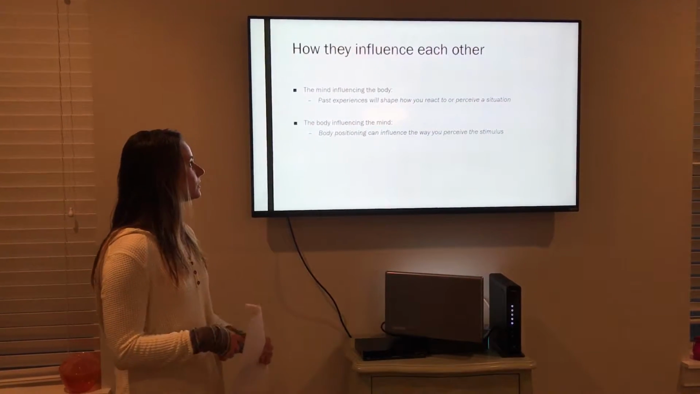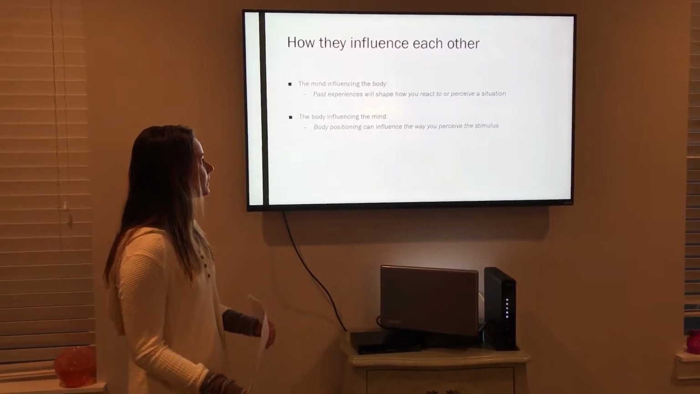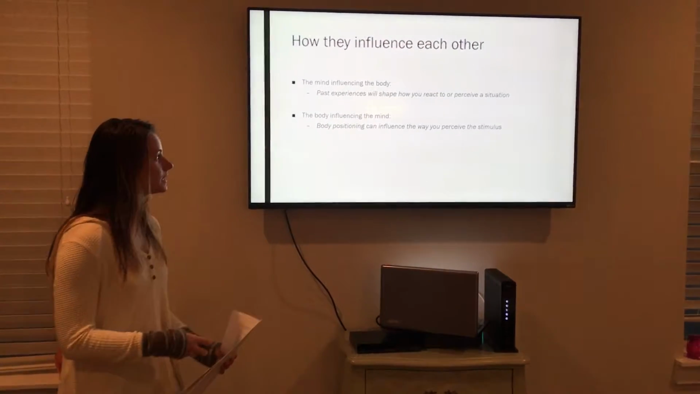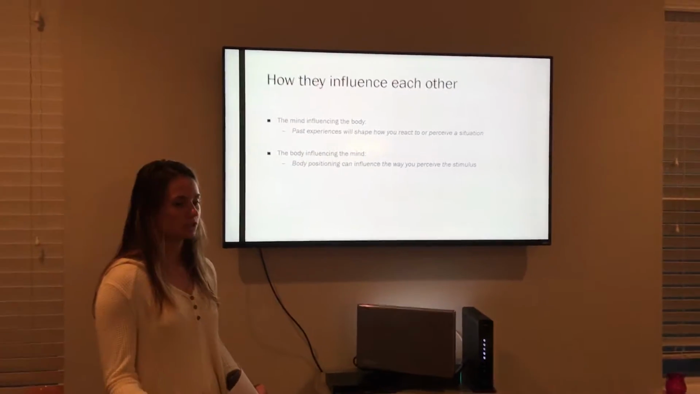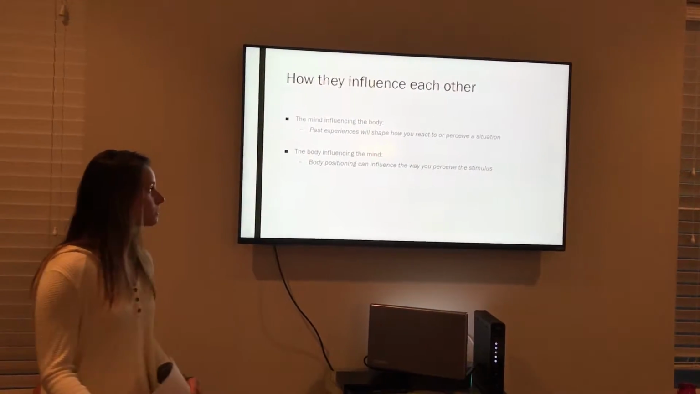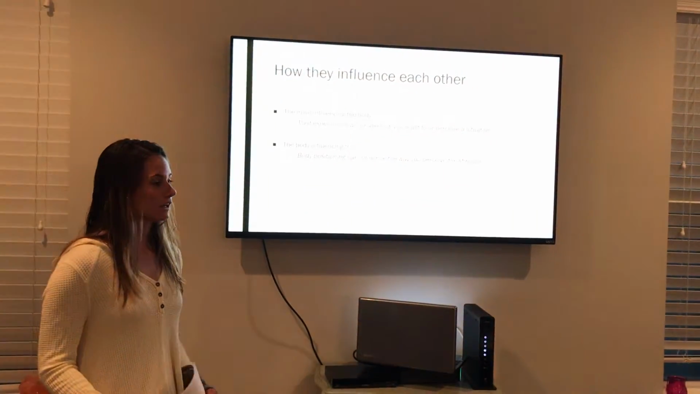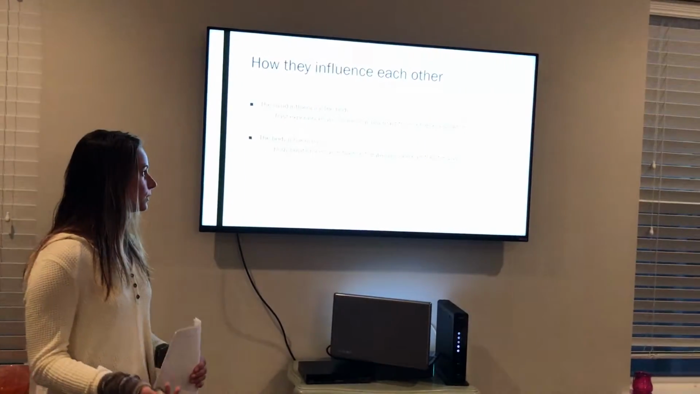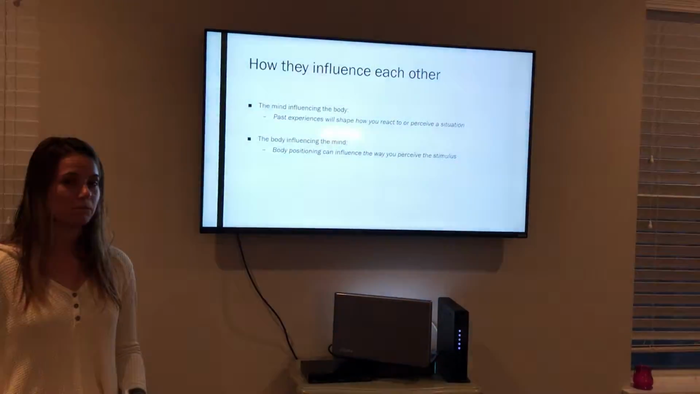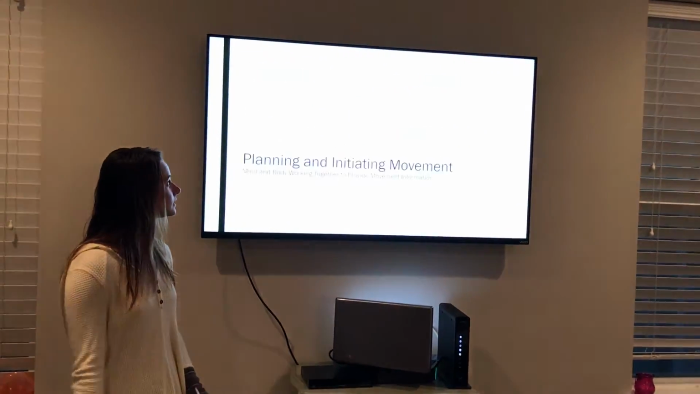So, for some examples, this is how they influence each other. How the mind influences the body is that past experiences will shape how we react to or perceive a situation. On the other hand, our body can influence our mind. Certain body positioning, like standing upright, can make you feel more powerful. So our body positioning can actually influence the way we perceive certain stimuli.